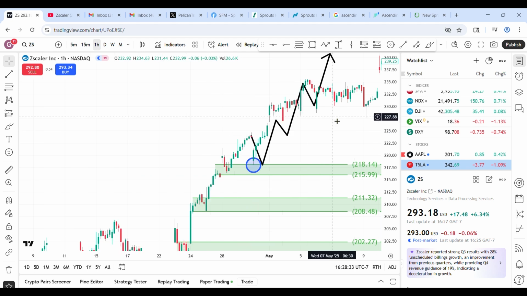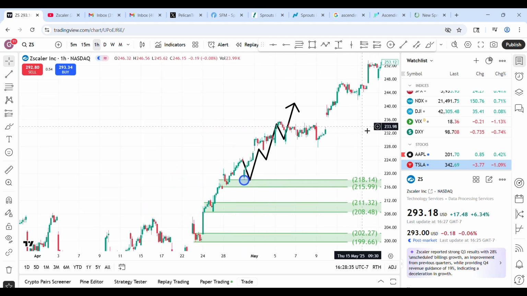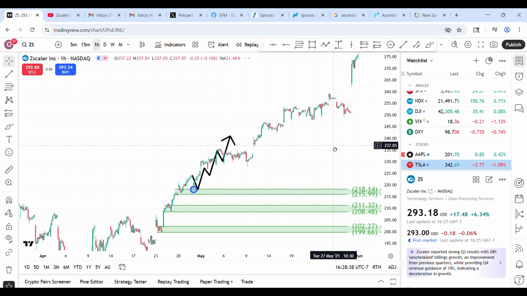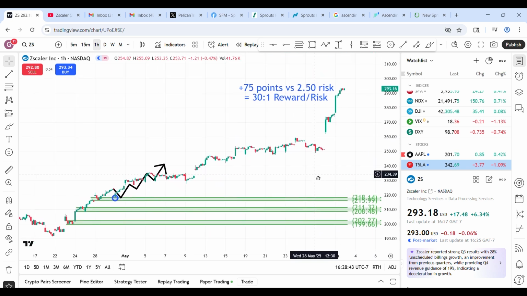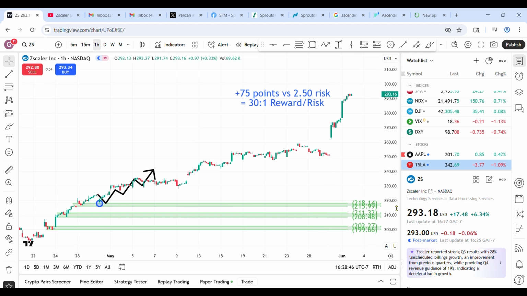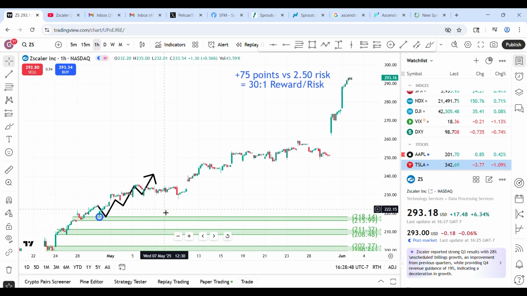Okay. Now, over the course of the next 5 weeks until today, this is what Zscaler has done. Zscaler over the last 5 weeks has bounced 75 points off of that level, and we were only going to take $2.50 worth of risk. So if you entered at 218, you'd be sitting on a 30-to-1 reward to risk setup right now.